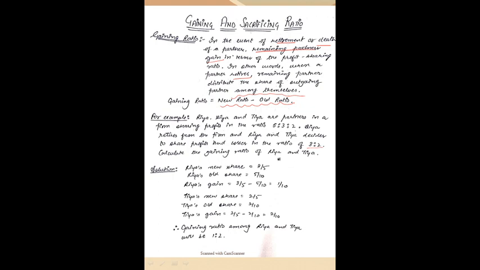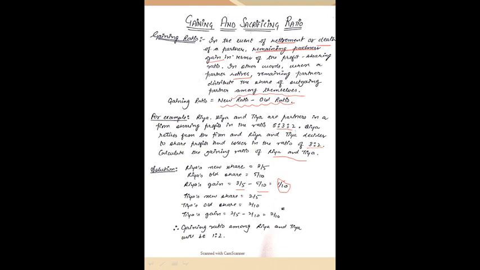When we have to calculate the gaining ratio for Ria and Tia, the gaining ratio would be calculated as the new ratio minus old ratio. So old ratio was 5:3:2 and the new ratio is 3:2, right? So Ria's new share is 3/5 and Ria's old share was 5/10, right? So Ria's gain would be 3/5, that is her new share, minus her old share, that is 5/10. So this is Ria's gain, that is 1/10, right?